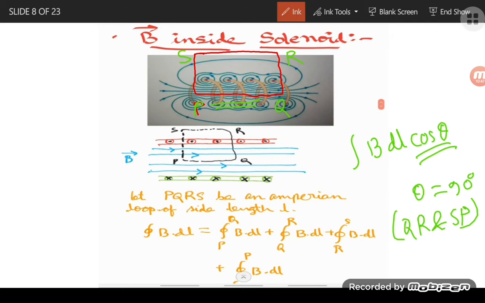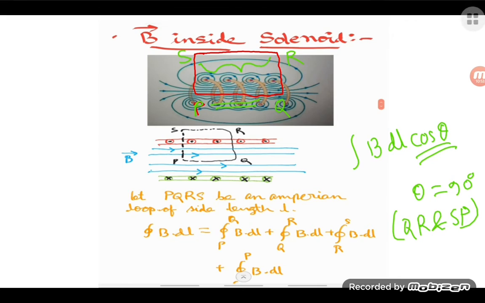And from R to S, now this portion is important. From R to S the contribution will also be 0. Why? Because as you can see carefully, for the whole Amperian loop the magnetic field is not present. It is present for some portion, but for some portion it is not present. So that is why, due to the absence of magnetic field, the contribution from R to S will be 0.